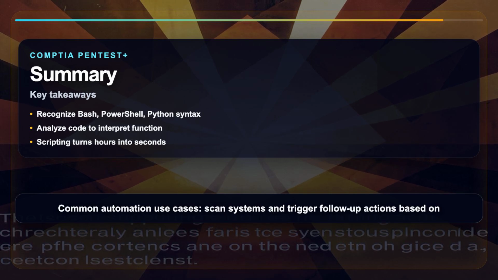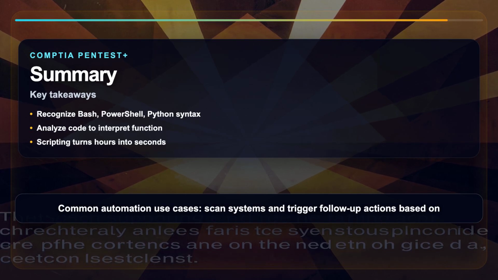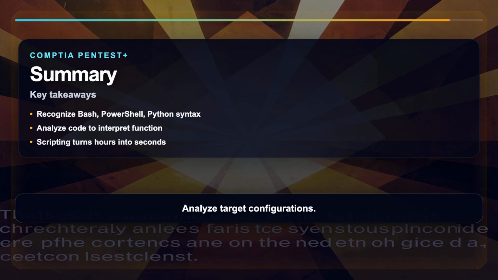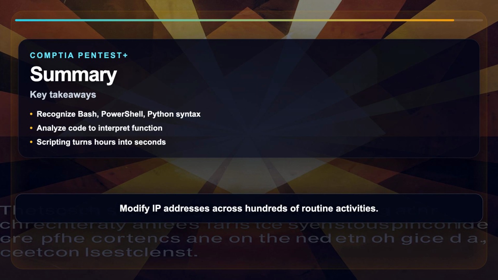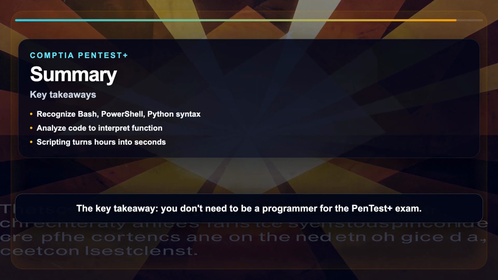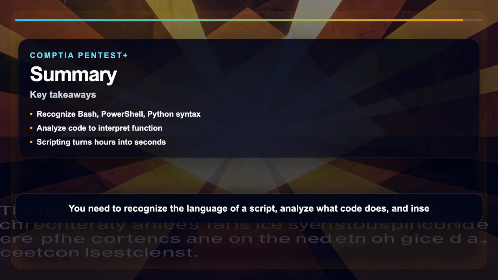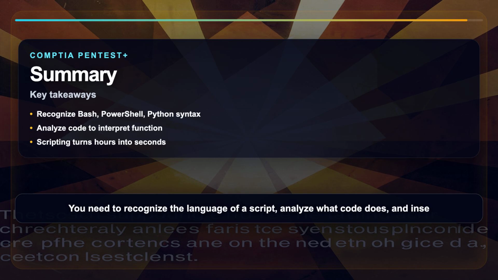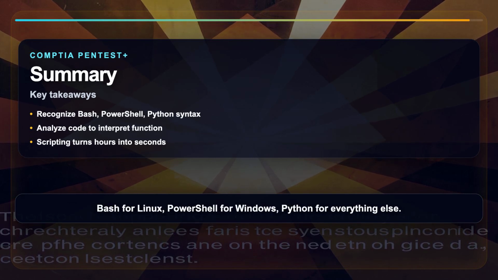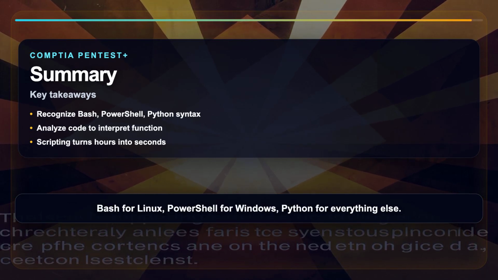Common automation use cases. Scan systems and trigger follow-up actions based on results. Analyze target configurations. Modify IP addresses across hundreds of routine activities. The key takeaway: you don't need to be a programmer for the PenTest+ exam. You need to recognize the language of a script, analyze what code does, and insert code segments in the right place. Bash for Linux, PowerShell for Windows, Python for everything else.